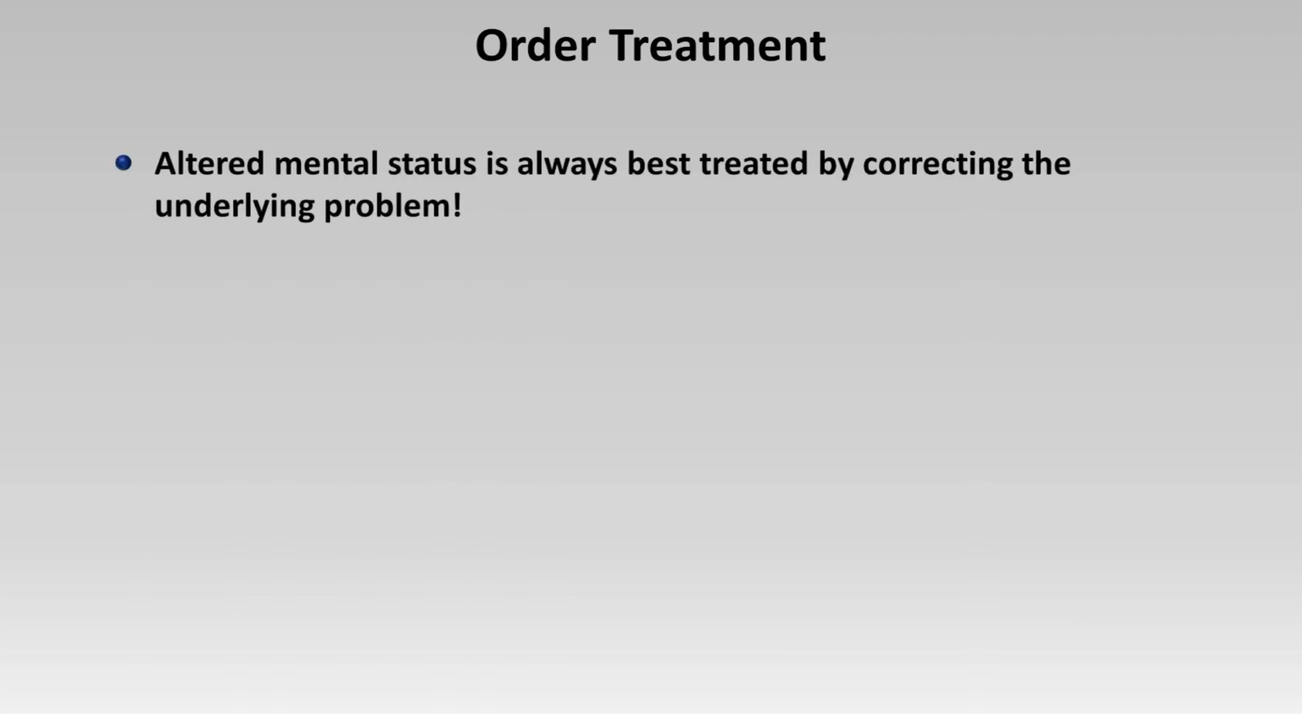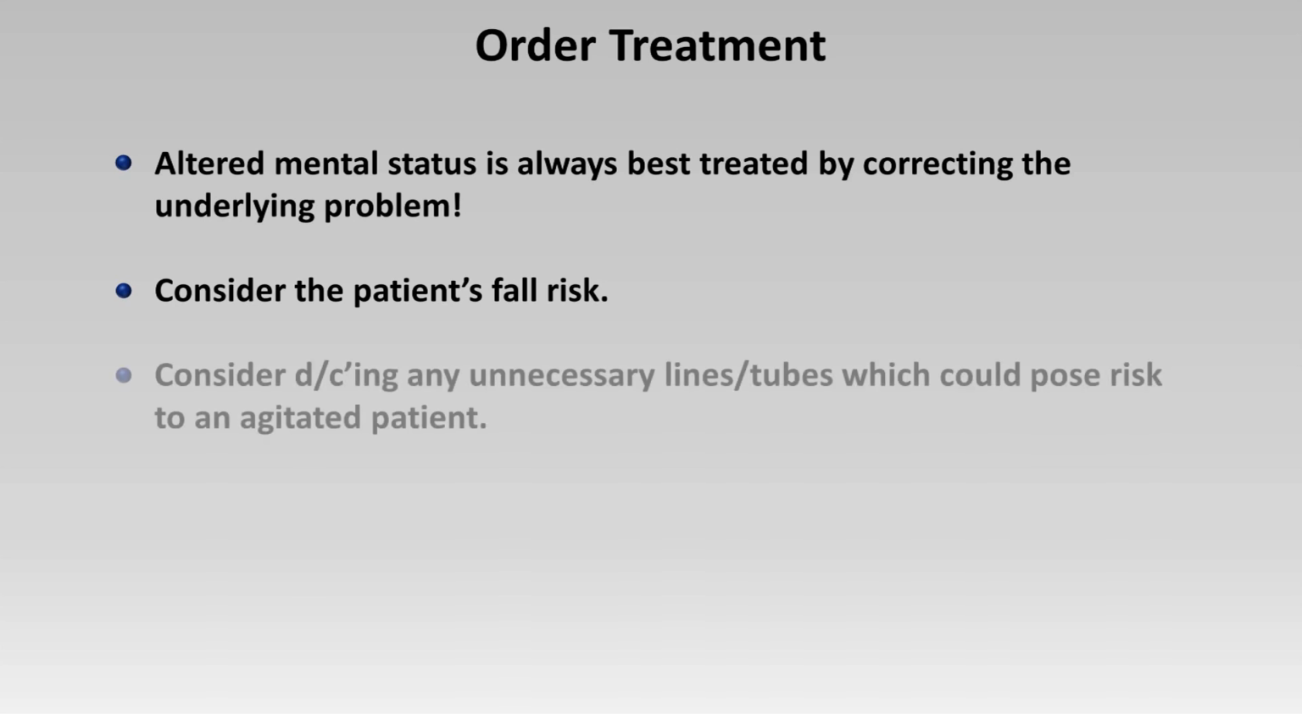I'll conclude by briefly discussing some acute treatment options. Altered mental status is always best treated by correcting the underlying problem. Consider the patient's fall risk. The last thing an elderly agitated patient needs is a broken hip. Consider discontinuing any unnecessary lines and tubes which could pose risk to an agitated patient.